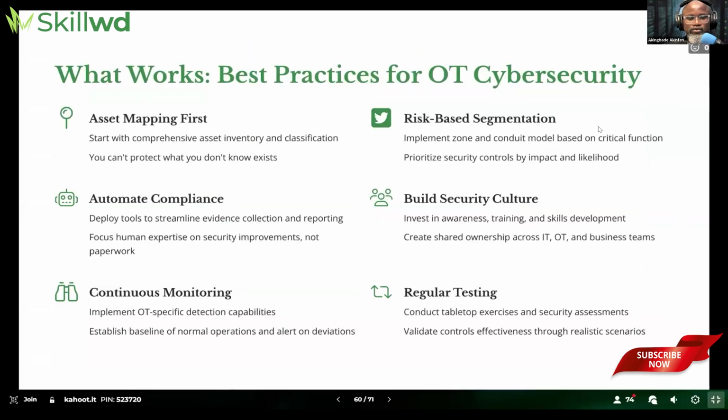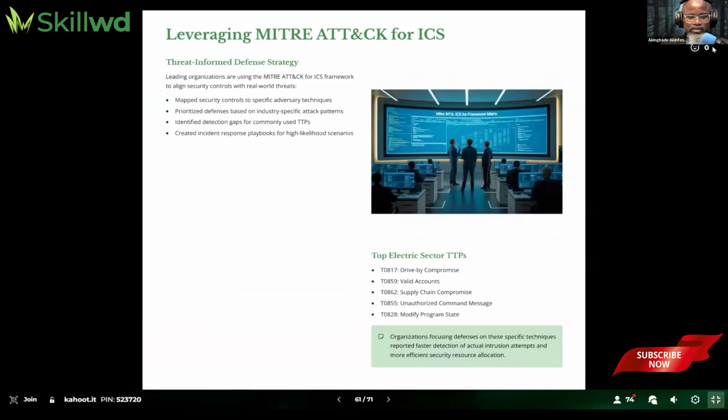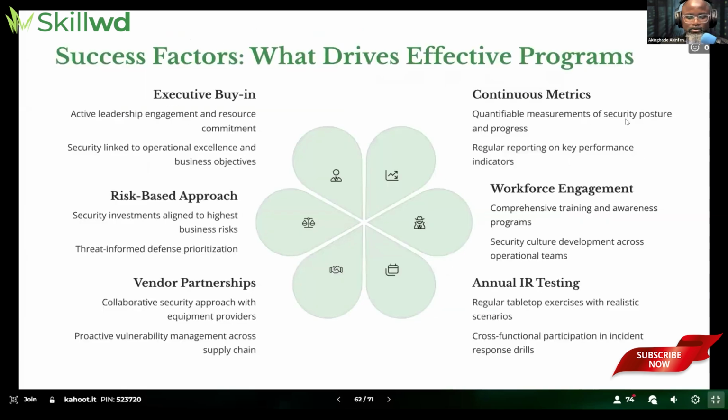What works? Best practices for OT in general. Always map your assets, like everything we do, asset mapping. Risk-based segmentation, build a culture of security, automate your compliance when you can, continuously monitor and regularly test, do tabletop exercises all the time. And these are some general use cases. You can read those ones. Some general success factors: executive buy-in, continuous monitoring, risk-based approach, workforce engagement, annual incident response testing, partnership with your vendors.